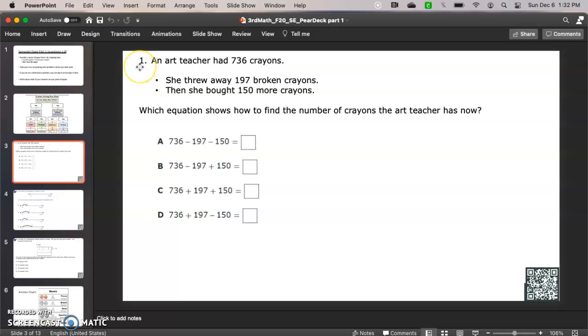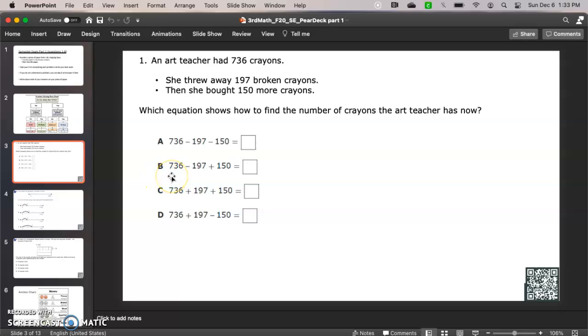Question 1. An art teacher had 736 crayons. She threw away 197 broken crayons. Then she bought 150 more crayons. Which equation shows how to find the number of crayons the art teacher has now? A. 736 minus 197 minus 150 equals blank.